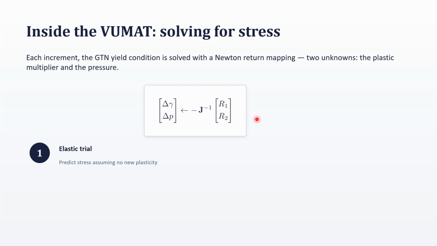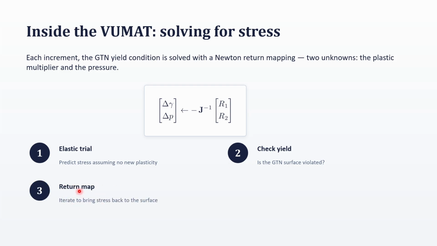So the first step is the elastic trial, which is to predict stress assuming no new plasticity. Initially the material will be elastic, right? When you start to load it, it will be elastic. There will not be any plasticity. So that is our elastic trial strain or our trial stress. Next, we have to check yield. Is the GTN surface violated? If you remember again, when your plasticity yield function is greater than 0, that is when plasticity evolves.